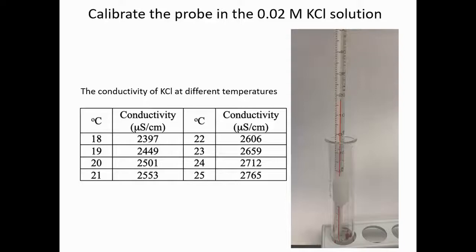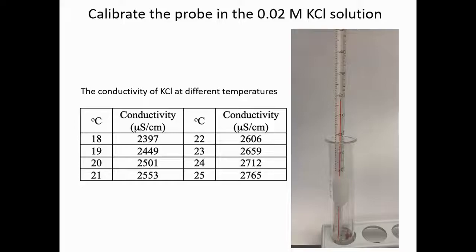This is a given table of the conductivity of potassium chloride at different temperatures. If we look at the thermometer, it reads 18 degrees Celsius. Using the table, we know that at 18 degrees Celsius, the conductivity of potassium chloride is 2,397 microsiemens per centimeter. This is how you would use the table to determine the conductivity.